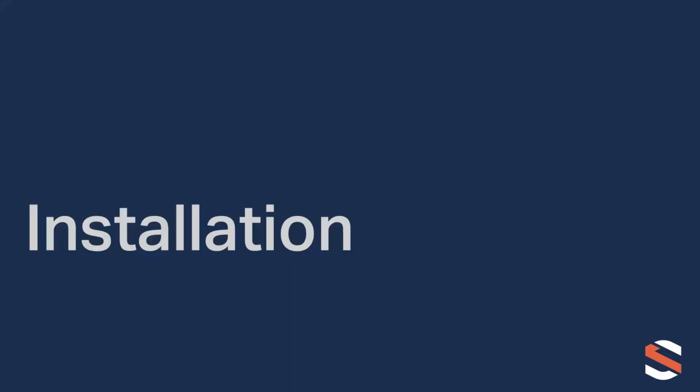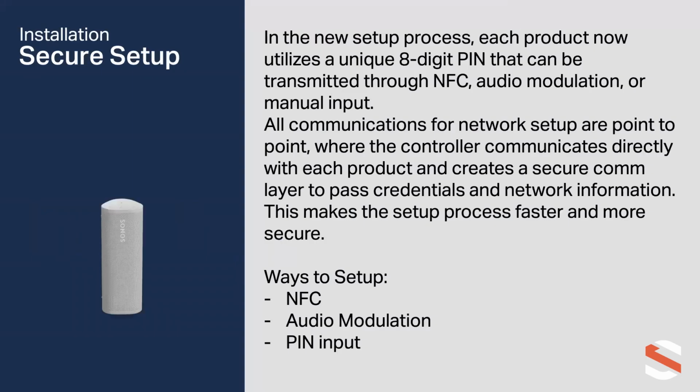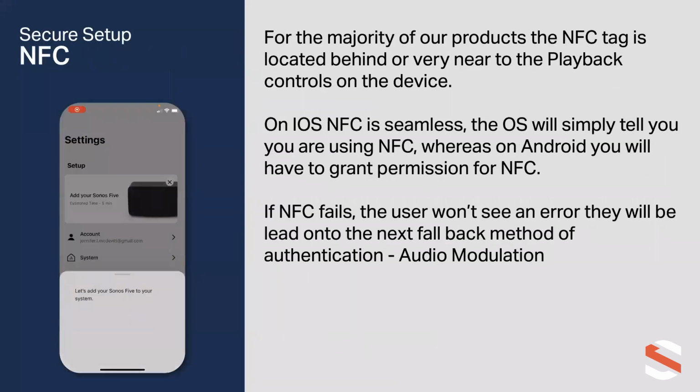Okay, rounding third and headed home, let's talk about setting up Sonos. There are 3 different ways to set up Sonos: near field communication, audio modulation, which is that fun little chime sound, and of course a manual input, which I'm sure is all of your favorite ways to set up Sonos. For starters, NFC is the most simple way. You tap your phone to the player.